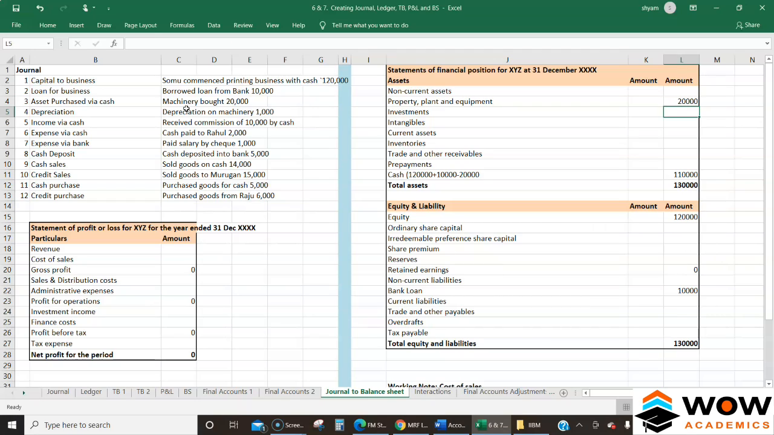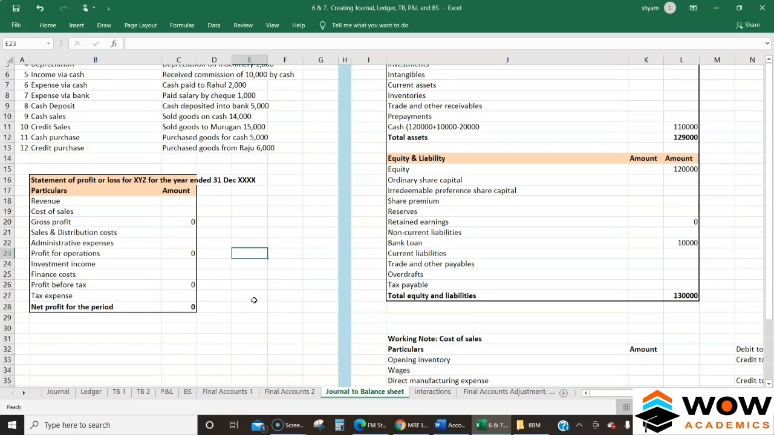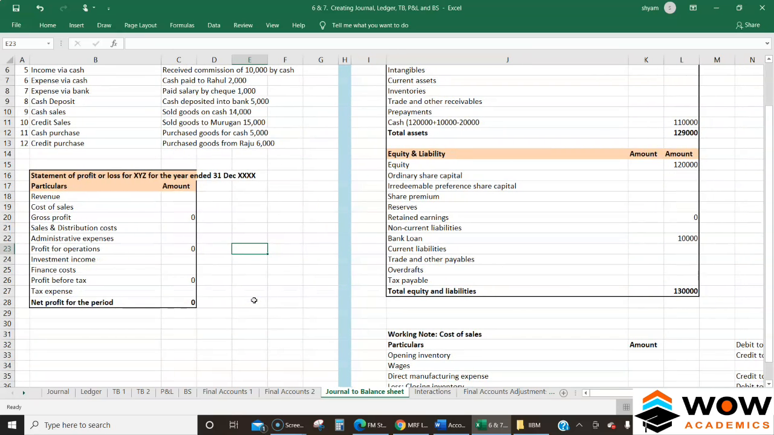The next one is depreciation. The machine is worth 20,000 and it is depreciated by 1,000. Because of that, this number becomes 19,000. But the balance sheet should tally. So how can it tally here? It tallies because we could put the depreciation expense in any of these SOPL boxes. So we will take this area as depreciation.